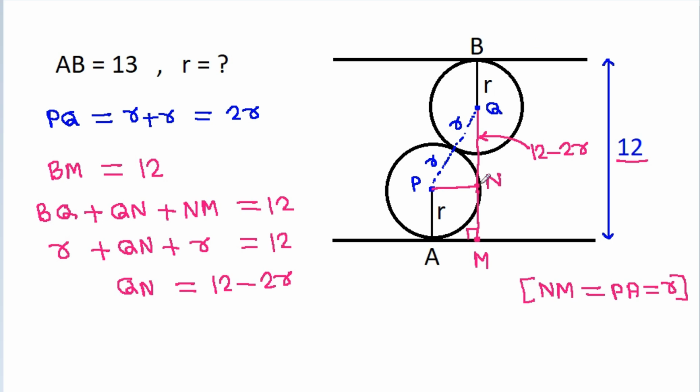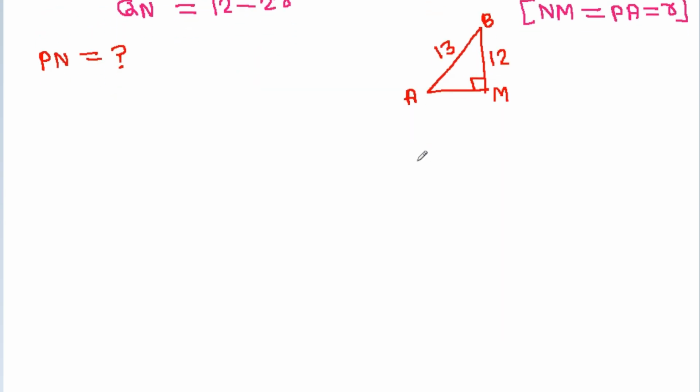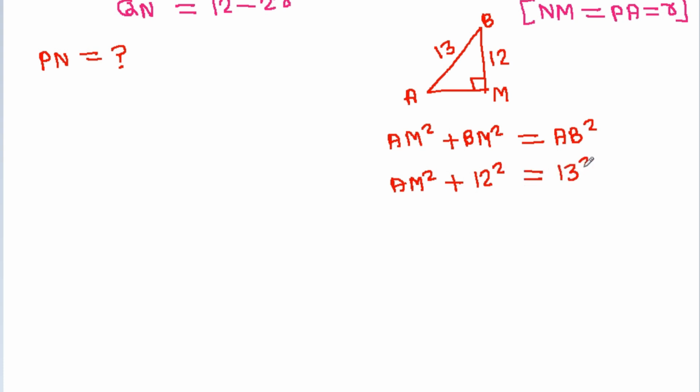And can we find PN? What will be PN? Here in triangle ABM, this angle is 90 degrees, BM is 12 and AB is 13. By Pythagoras theorem, AM square plus BM square will be equal to AB square, so AM square plus 12 square will be equal to 13 square, and AM square plus 144 is equal to 169.